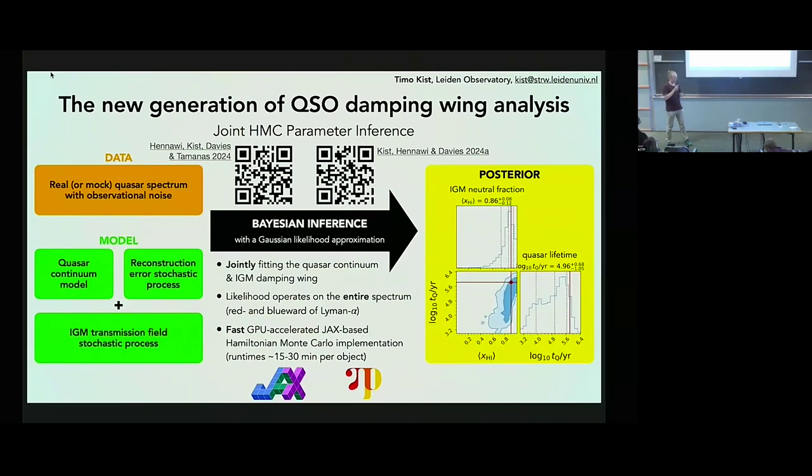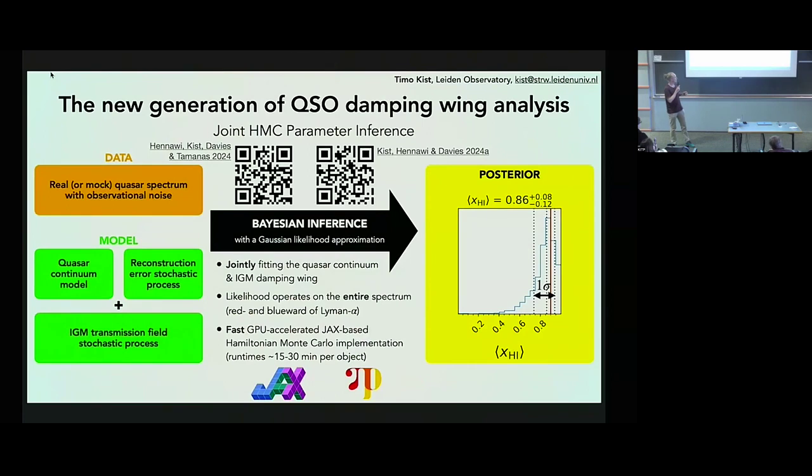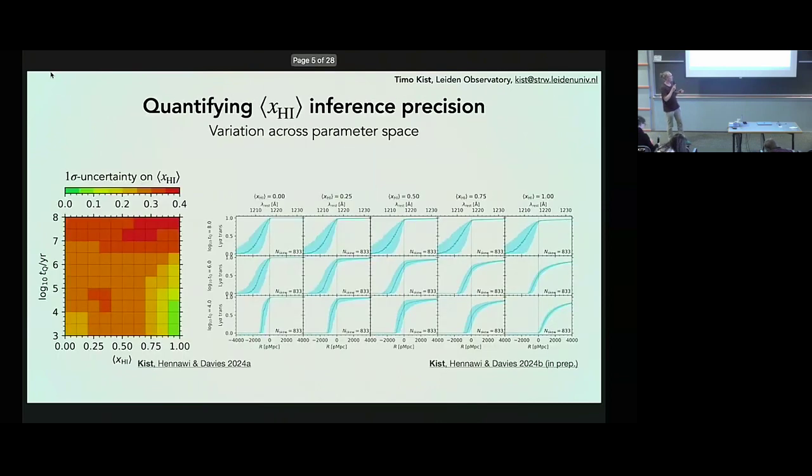And what I would like to talk about first is the precision at which we can actually constrain reionization with this. And for that, let's take a look at the marginal XH1 posterior, this 1 sigma region of the XH1 posterior, as a measure of the uncertainty on this quantity. And if we now perform the inference on a whole set of mock spectra at different points in astrophysical parameter space, we can see how this uncertainty varies as a function of the true value of XH1 itself as well as the lifetime of the quasar.